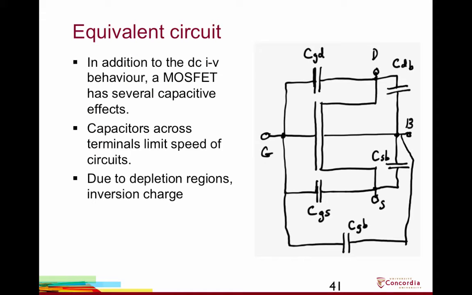Here we have a MOSFET that's going to capture the DC or low frequency IV behavior of the MOSFET, along with all the different capacitive effects wrapped around it. So capacitors are going to limit the speed of the circuits that we're going to build with MOSFETs. Here we've got gate to drain, drain to body, source to body, gate to source, and gate to body. And all these capacitors arise from various depletion regions, charge distributions, and fringing effects.